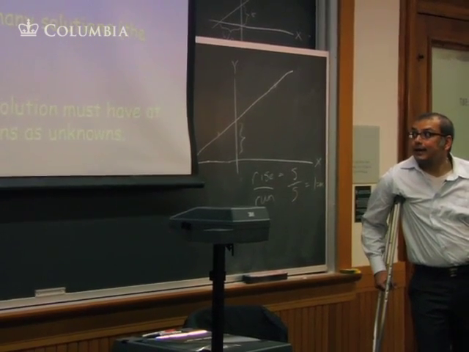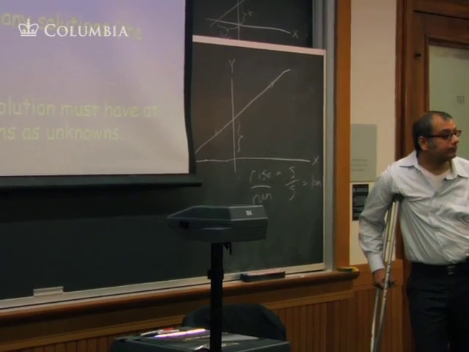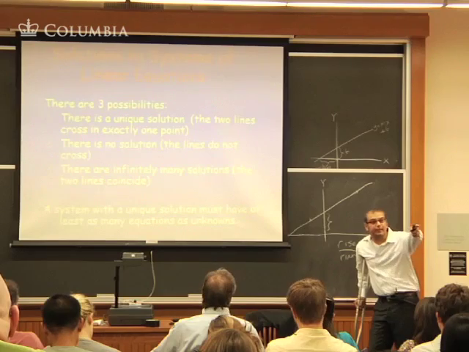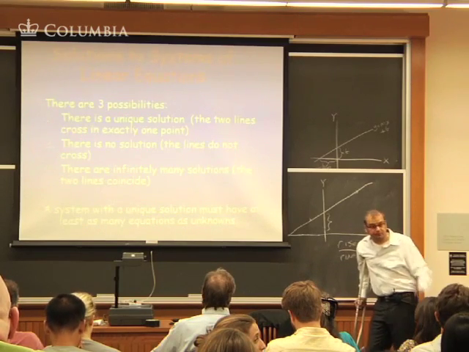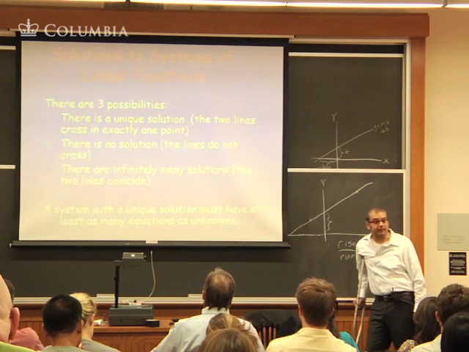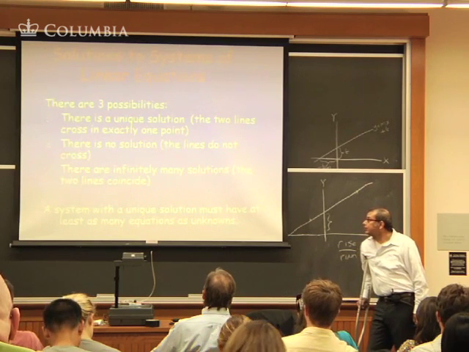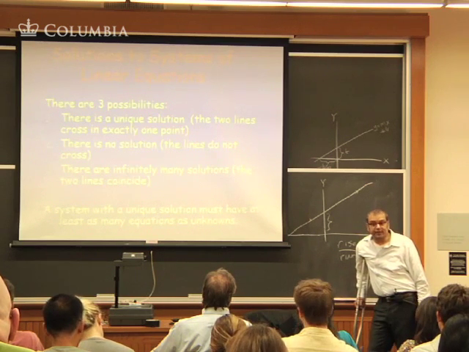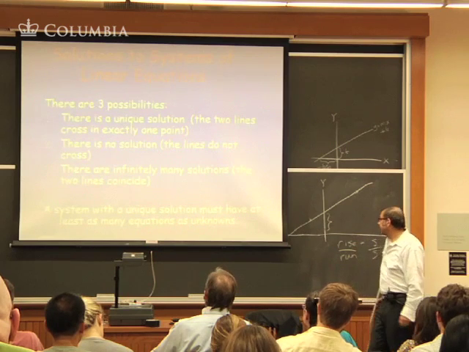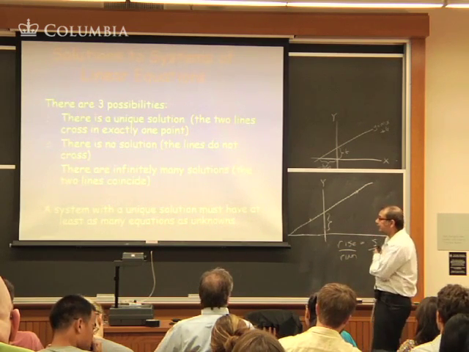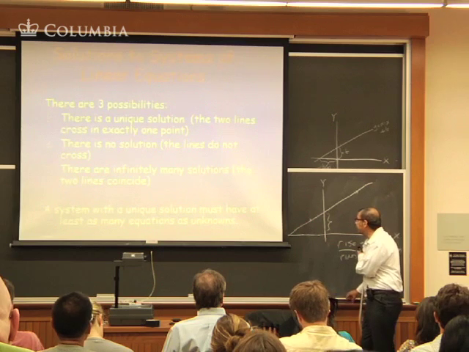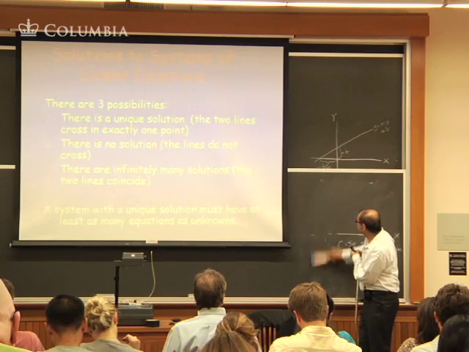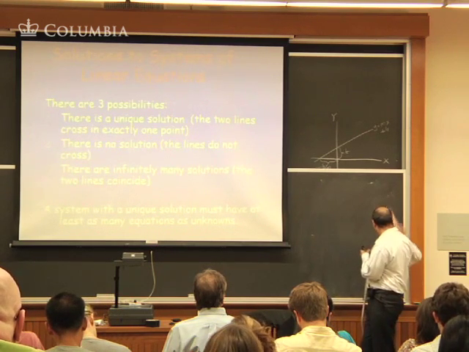It's possible that they never cross. And why might that be the case? Why might they never cross? Yes, what's your name? Same slope. Same slope. So they would be parallel lines. Or there are infinitely many solutions. That is, the two lines happen to be exactly the same. They coincide. It may not be obvious when you look at the equations that they're the same, but when you plot out their graphs, you'll realize that they are the same. Okay?